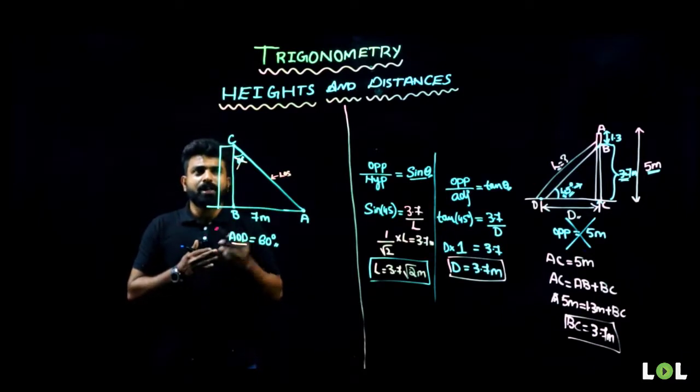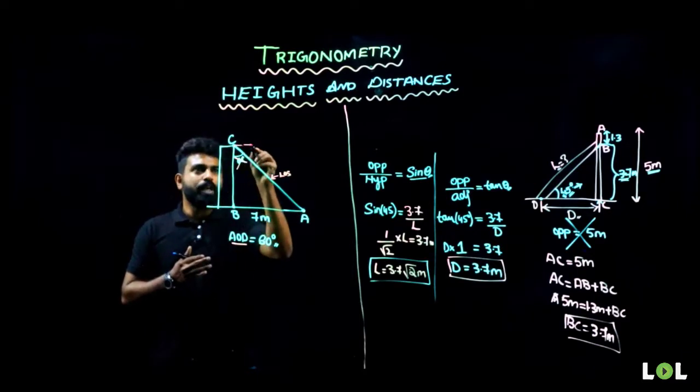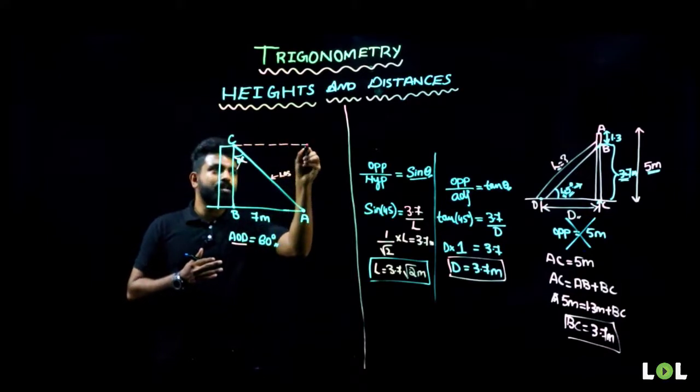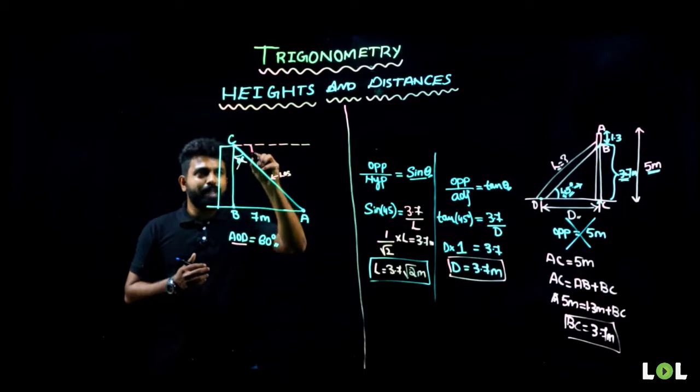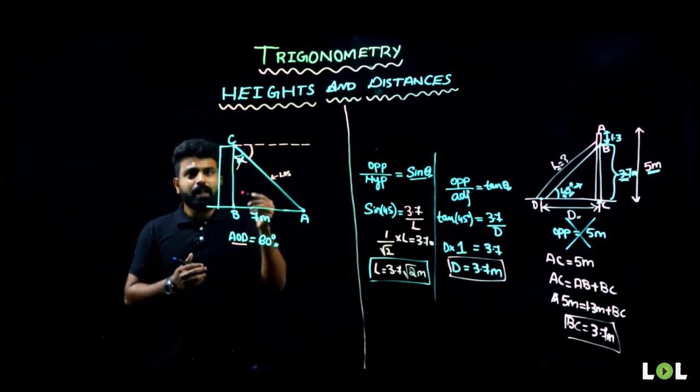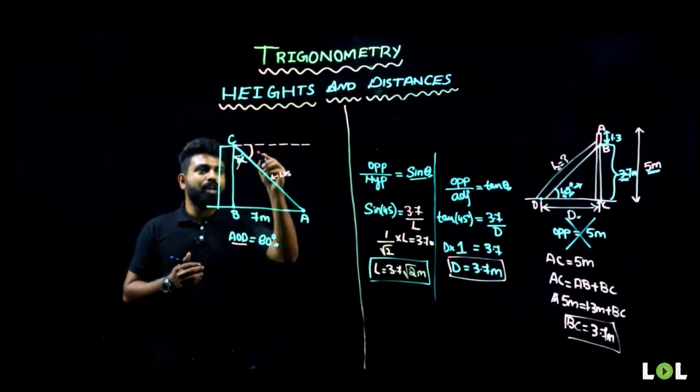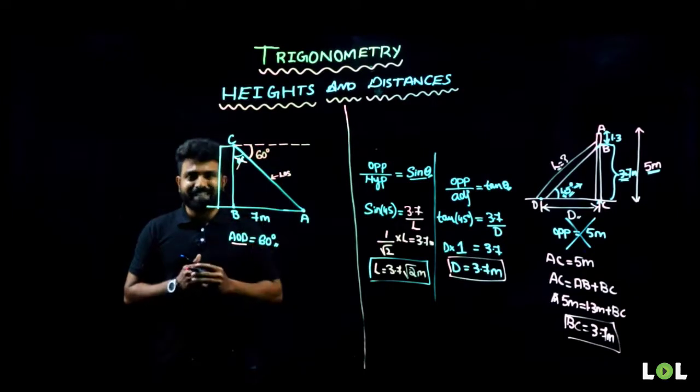Where is your horizontal here? We don't have a horizontal, so we need to consider a horizontal here. Once we consider this horizontal, this will be the angle of depression. The angle made between the horizontal and the line of sight below the horizontal is called the angle of depression. And we know that the angle of depression is 60 degrees.